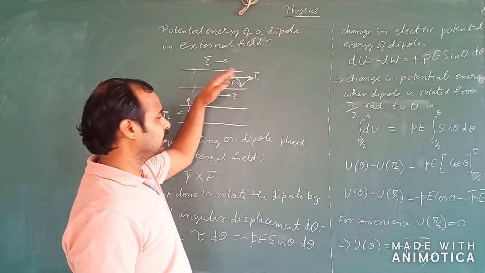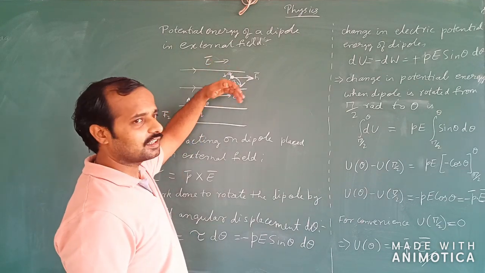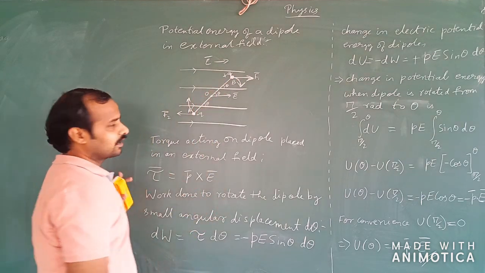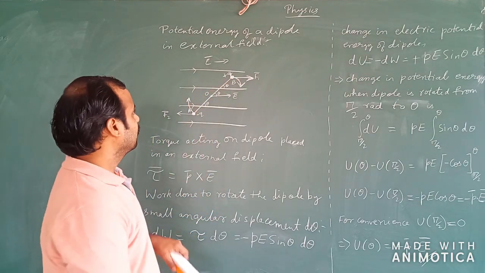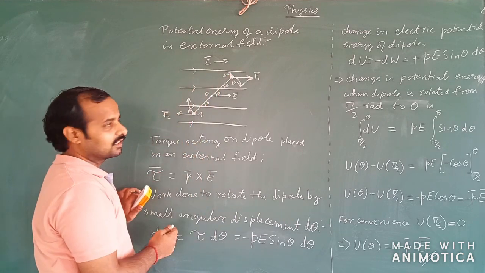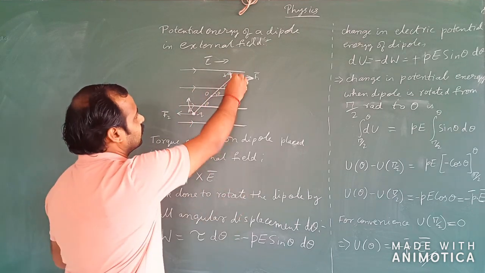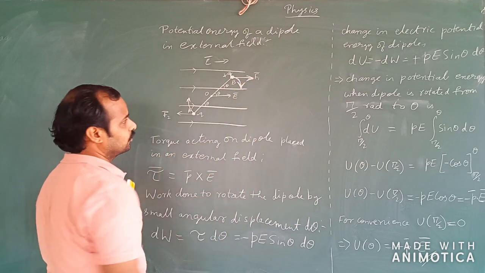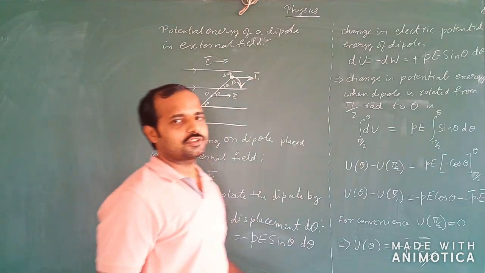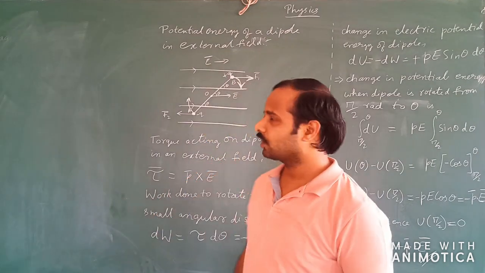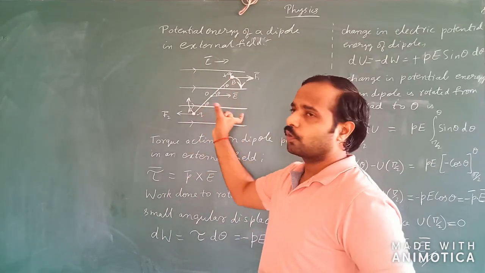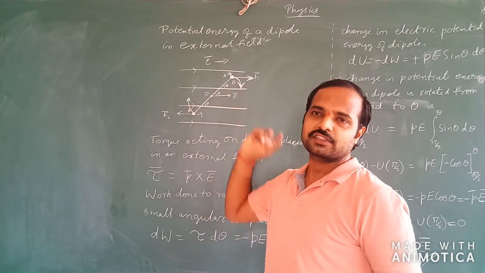and initially the dipole is inclined at an angle theta. When the dipole is placed at this particular angle of inclination, it is going to get rotated in this way. Due to this, a torque is produced, and the torque experienced by this dipole will make the dipole rotate in the clockwise direction.